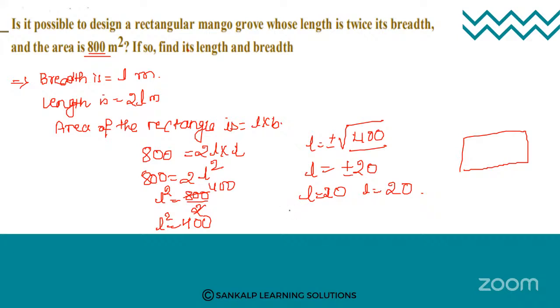L we have considered as breadth. So breadth L is equal to 20, and length is 2 times that of its breadth. So 2L, 2 into 20, that is 40 meter. Okay, so this is the length and breadth of the rectangular mango grove.